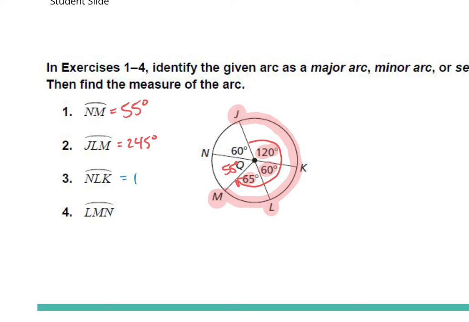180? It was a semicircle, okay? So going from N to L to K creates exactly 180 degrees, semicircle. And then LMN. 120. You just added 65 and 55, right? Yeah, it's vertical. And you got 120. Bingo.